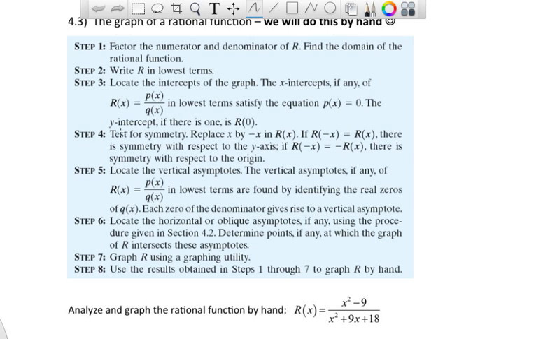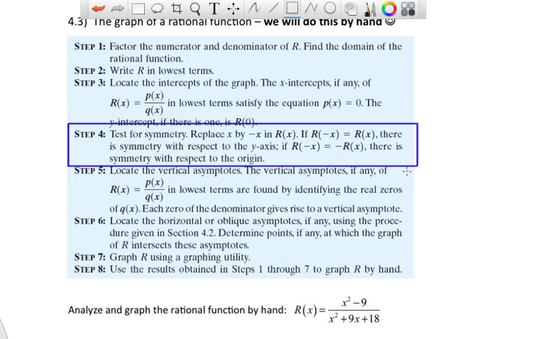Let's see. I want to highlight a couple of things. It says here, step 4, test for symmetry. I never really do that, so I don't think it's something you have to do to be able to graph it. Asymptotes are important. And I told you we're going to do this by hand, so we don't really do step 7 either, although occasionally if it's a word problem we will. And then use the results to graph it by hand, so we're going to basically do this by hand.